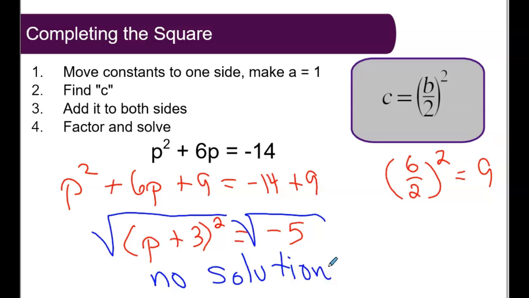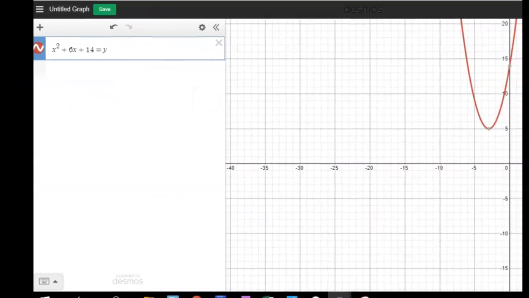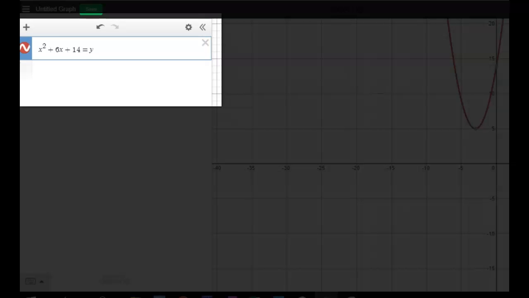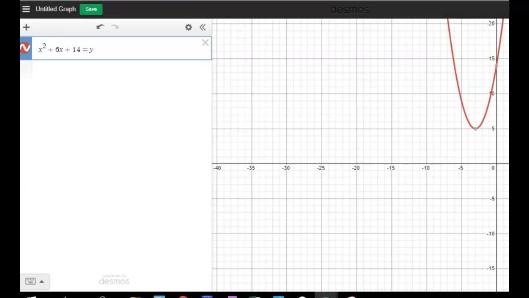What would the graph of this look like? If we were to graph the related equation, I'd get x squared plus 6x plus 14. I move the 14 over to the side with the variables equals y. See, we get a parabola here, and it never crosses the x-axis, so there's no solution to it. And that's how we can use completing the square to solve quadratic equations.